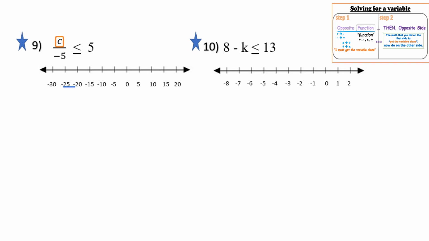I locate my variable. I ask what I'm doing to my variable. Well, I'm dividing by a negative 5. So if I'm dividing by negative 5, the opposite function is to multiply negative 5. So I show that I'm multiplying by negative 5 and I cancel those out. That gives me my variable and my inequality sign. Right? Step 1 is done.